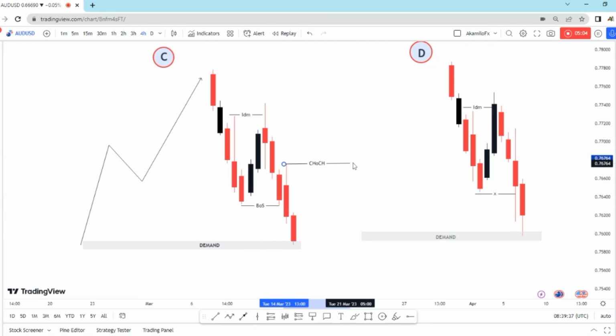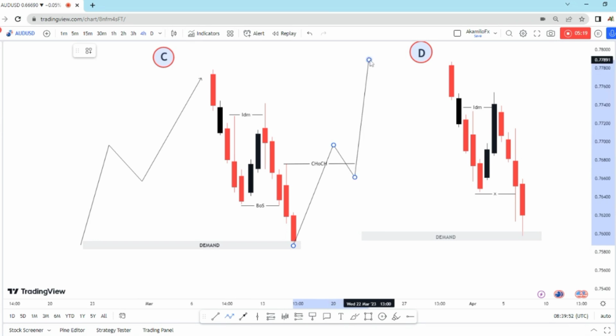So if price takes that particular high and a candlestick closes above the high, then we have our change of character. Price moved and then closed above this, so we now have our change of character. Price will be changing from a down move to an up move.